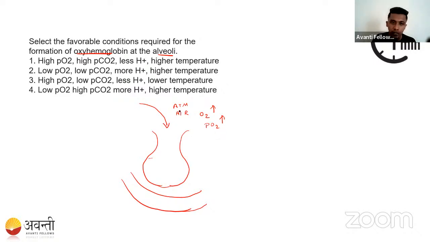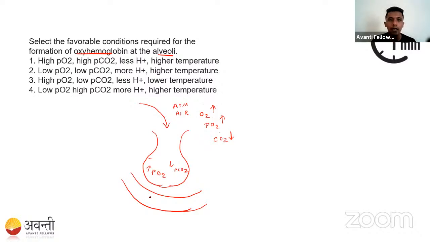Now, since in the atmospheric air the concentration of oxygen is high, that leads to a higher partial pressure. So it's the first thing. Now there is high partial pressure of O2 here. What about carbon dioxide in the air? In our atmospheric air, the concentration of carbon dioxide is very, very low, almost less than 2%. So that's why the partial pressure of carbon dioxide in the alveoli is actually less compared to that of oxygen.